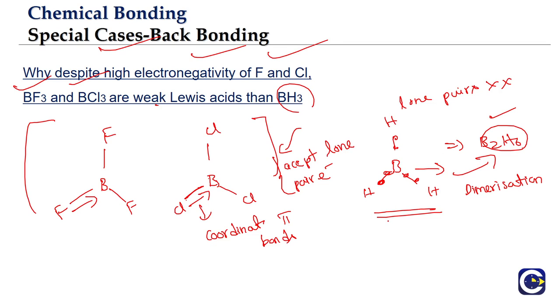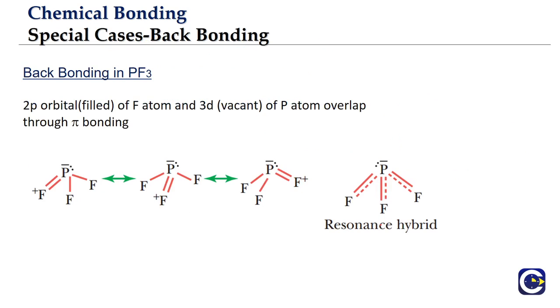There is a separate video that we have made to discuss banana bonding, also called a three-centered two-electron bond. So maybe you can take a look at it to understand how the B2H6 molecule actually exists. But this is the reason why BF3 and BCl3, despite fluorine and chlorine having high electronegativity, have less Lewis acid strength. Why? Because of the back bonding phenomenon, the boron is already sort of achieving the octet, so it will have a lesser tendency to accept the lone pair of electrons in comparison to BH3.